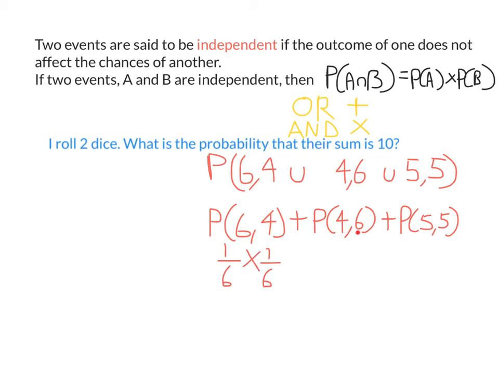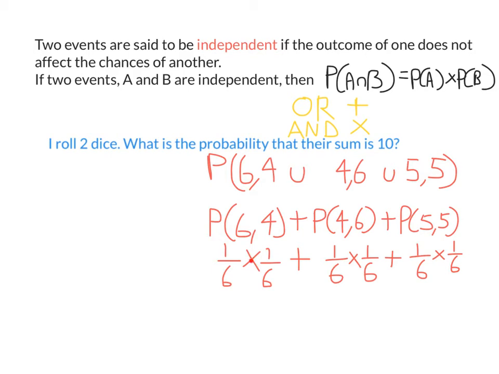It's the same for this. The probability I get a 4 on the first go, the probability I get a 6 on the second go, the probability they both happen, I just multiply them together. Same for 5 and then a 5. The probability I get a 5 on the first go, 5 on the second go, so the probability that they both happen, I multiply their probabilities. So I just add up these probabilities and that will give me my answer.